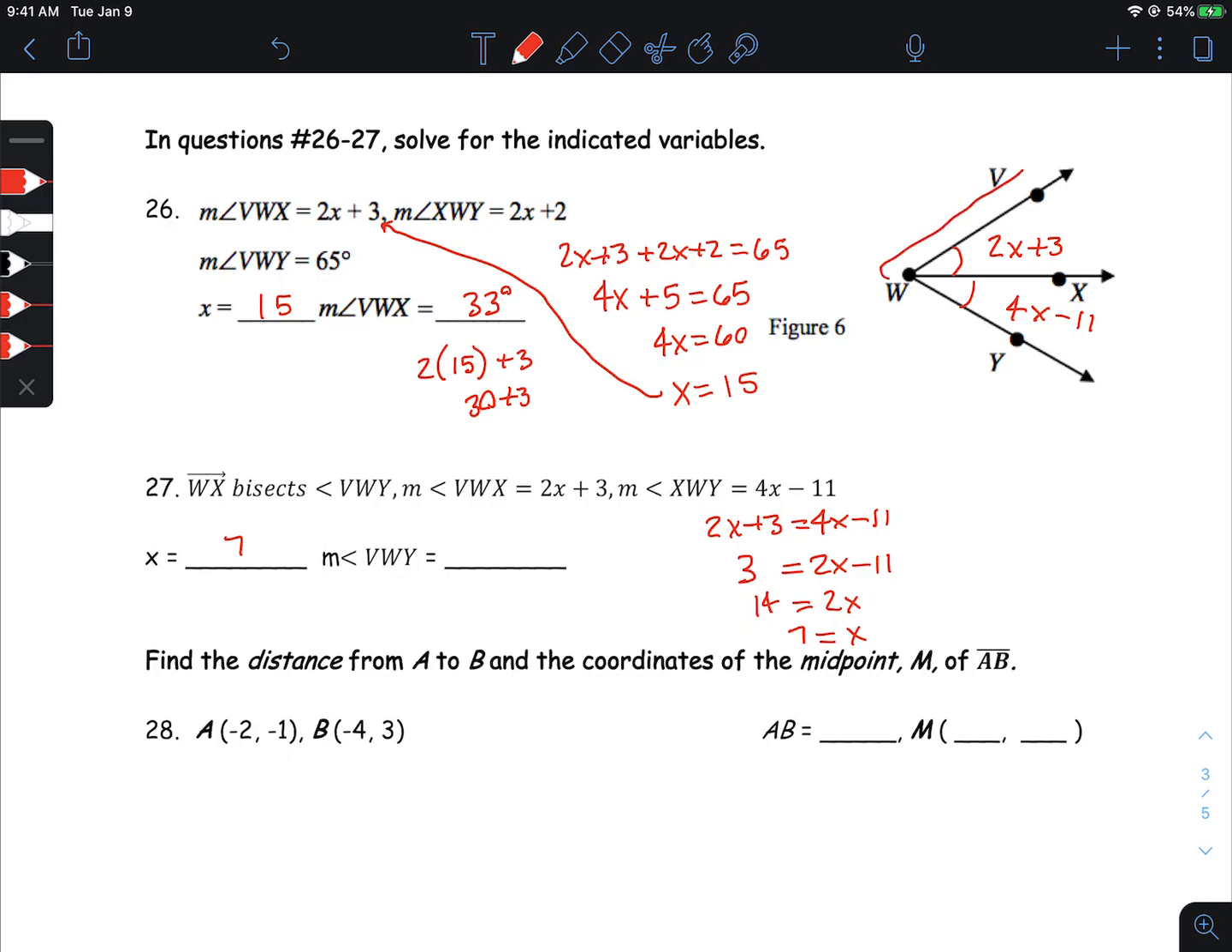And I kind of like this one here because they're asking for VWY, and if you look at it, we don't really have an expression there for that. So what we're going to do this time is plug in the 7 for one of these two angles, and then, once you get that angle, you can double it because they're the same, and then you can add them together, and that'll get you the entire angle.